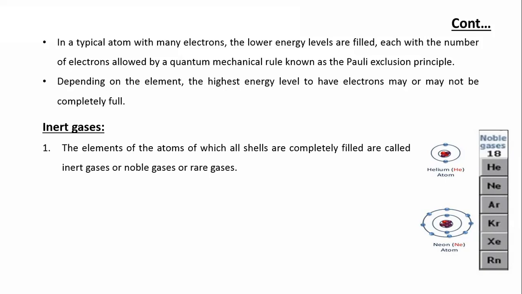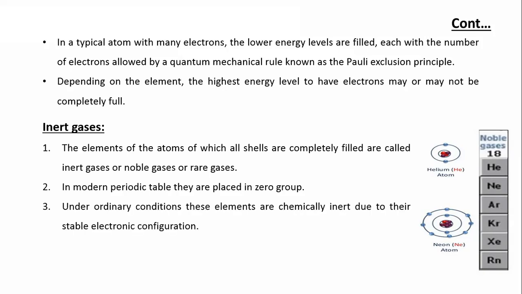What are the specific properties of inert gases that we are supposed to discuss as a separate topic? The elements whose atoms have all shells completely filled are called inert gases, noble gases, or rare gases. In the modern periodic table, they are placed in zero group. Under ordinary conditions, these elements are chemically inert due to their stable electronic configuration, because their outermost shells are completely filled.